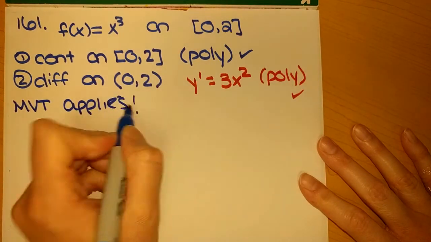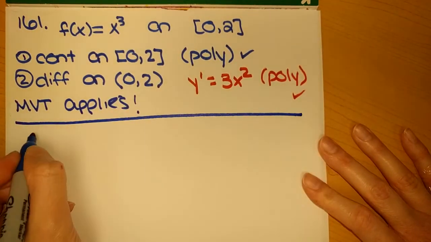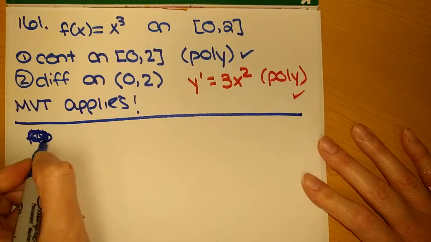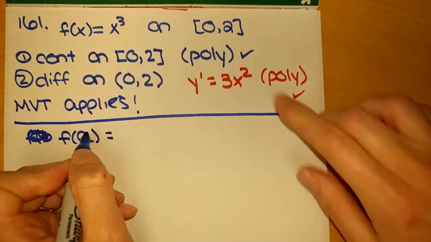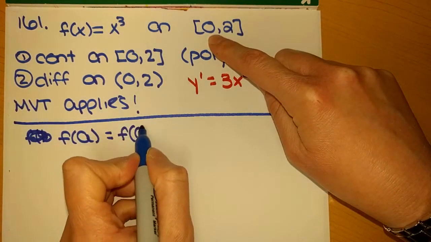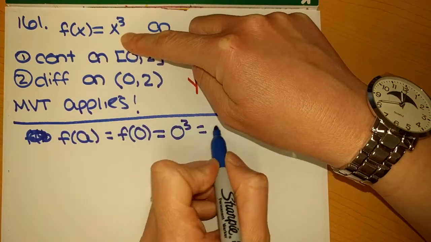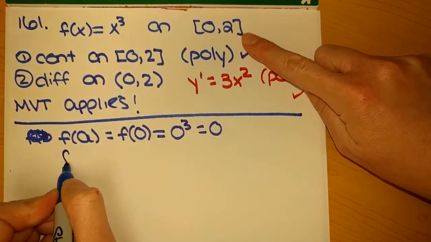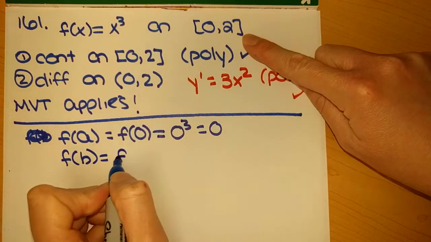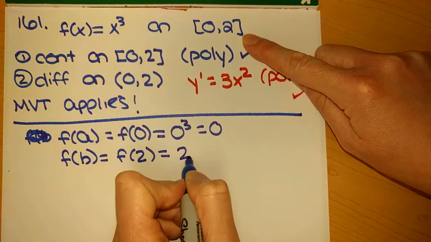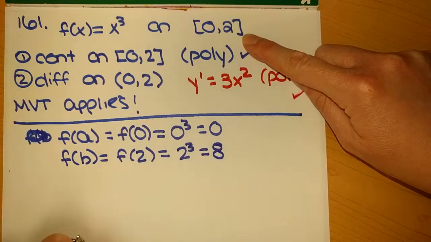And so now what we are going to do is look at our f of b and our f of a. So our f of a will be the starting point, f of 0. Plugging in 0 to the function, we get 0 cubed, so we get just 0. And then our f of b will be f of 2. So we get 2 to the third, and that gives us 8.